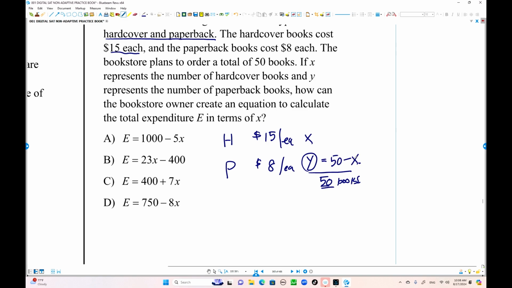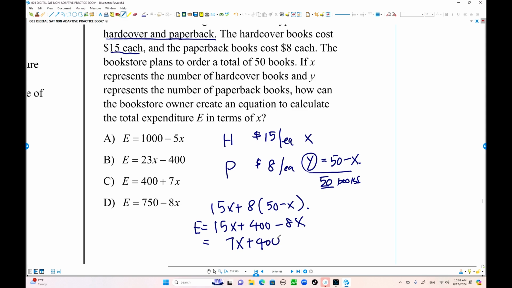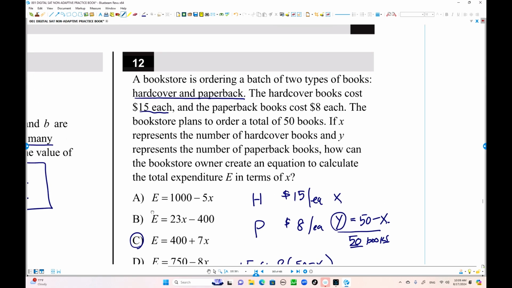So now let's find the total amount. 15 times X, and 8 times Y, which is 50 minus X. That is the total amount. So 15X plus 400 minus 8X. So this is the total expenditure. How much is this? 15X minus 8X is just 7X, plus 400, or 400 plus 7X. Option C is the answer. That's number 12.